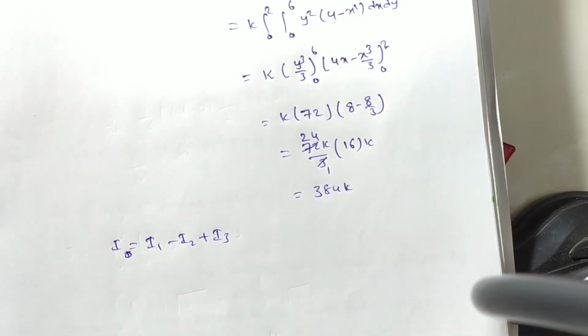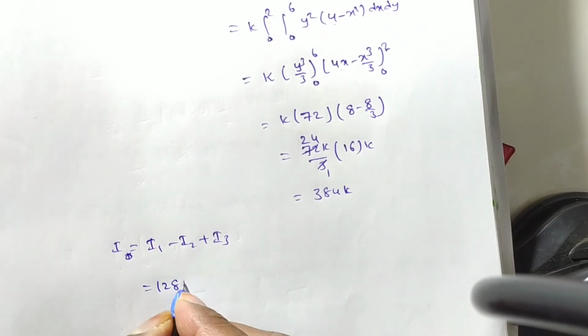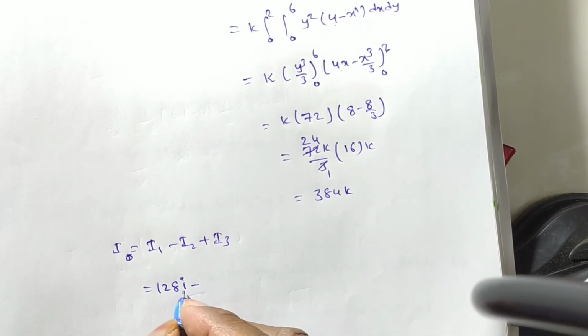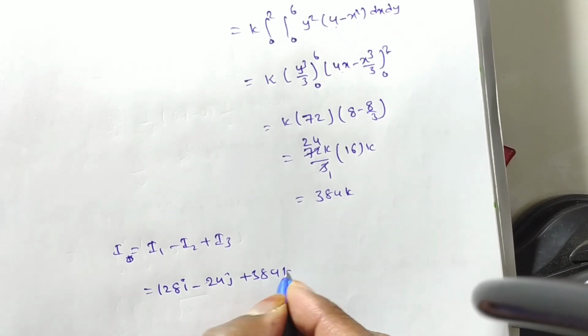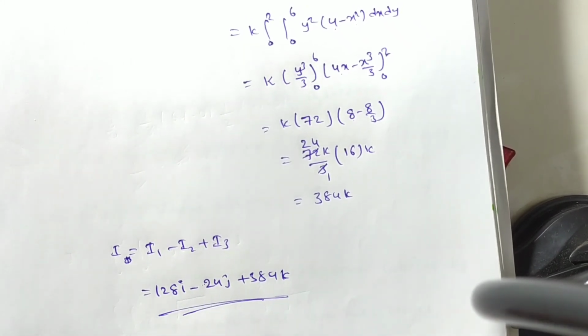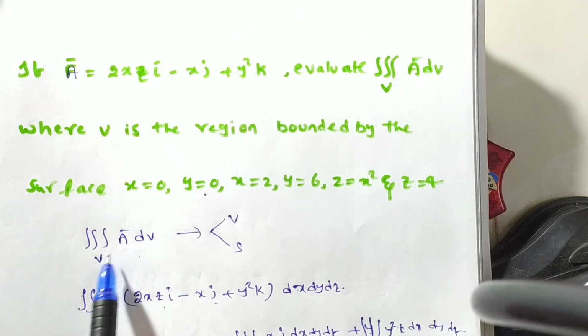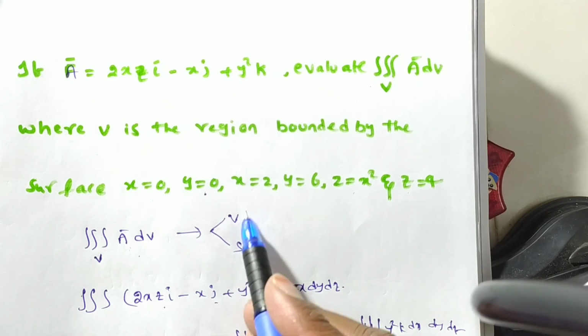So friends, I is I1 minus I2 plus I3. I1 is 128, with the sign as I have written clearly. I2 is 24j. Now I3 is equal to 384k. So the final answer you got is a vector. How many of you guessed that the value is a vector? In the problem from the start, when evaluated, will the result be a vector or a scalar?